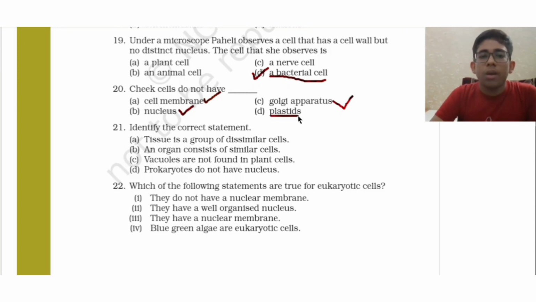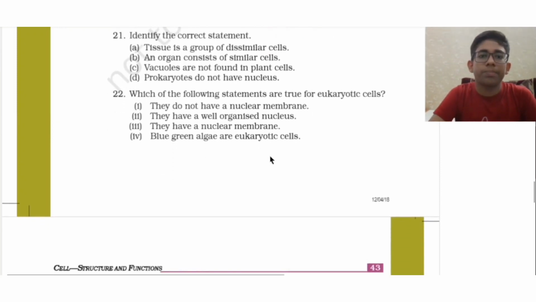And plastids. Plastids are only contained in the cells which can photosynthesize and which store things like leucoplasts and chromoplasts. So they are only present in plant cells and a few other cells like fungi. So these are not contained in the cheek cells. So this is the correct option.